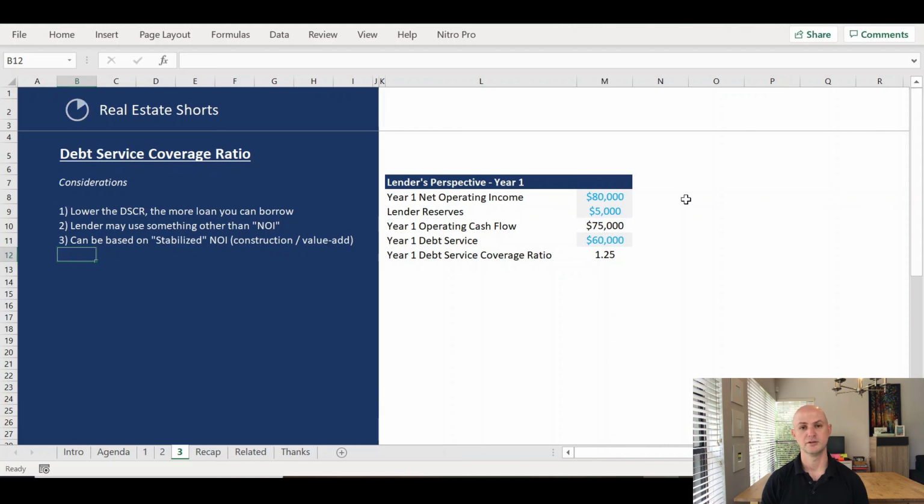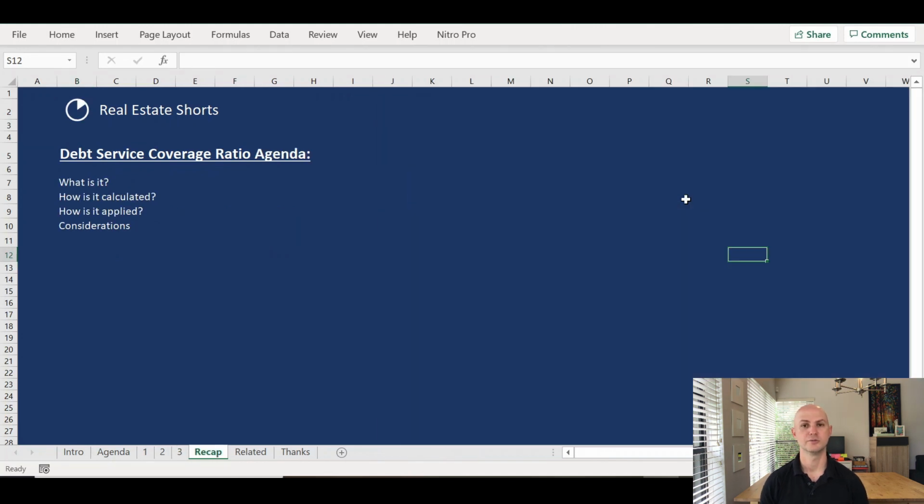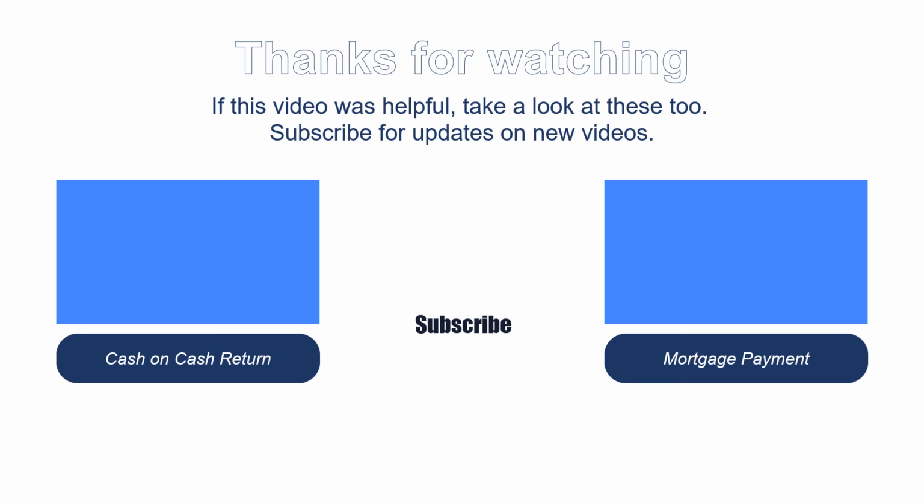So with this, we'll start to wind down. Just as a recap, we covered the definition of debt service coverage ratio. We spoke about how it gets applied and calculated, and some important considerations at the end relative to the definition of income used or the flexibility under certain circumstances that some lenders may have.